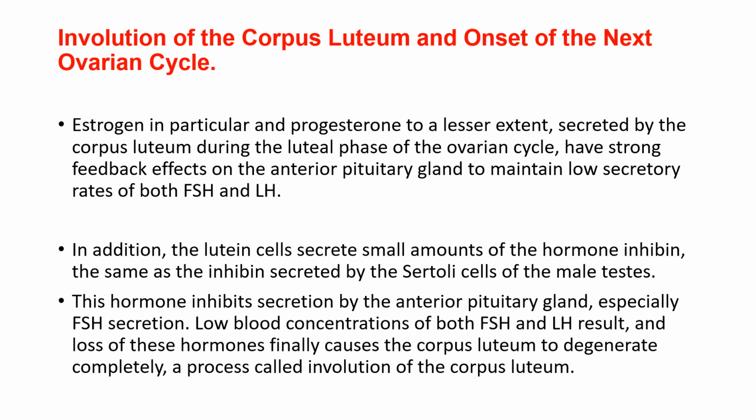Involution of the corpus luteum and onset of the next ovarian cycle. Estrogen in particular and progesterone to a lesser extent, secreted by the corpus luteum during the luteal phase of the ovarian cycle, have strong feedback effects on the anterior pituitary gland to maintain low secretory rates of both FSH and LH. In addition, the lutein cells secrete small amounts of the hormone inhibin, the same as the inhibin secreted by the Sertoli cells of the male testes. This hormone inhibits secretion by the anterior pituitary gland, especially FSH secretion. Low blood concentrations of both FSH and LH result, and loss of these hormones finally causes the corpus luteum to degenerate completely, a process called involution of the corpus luteum.